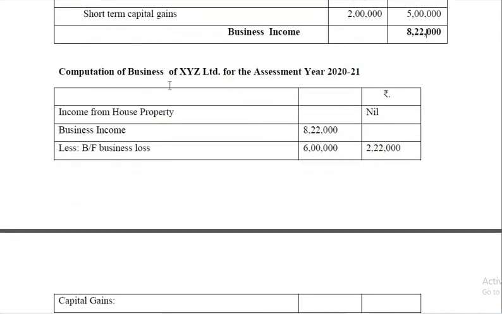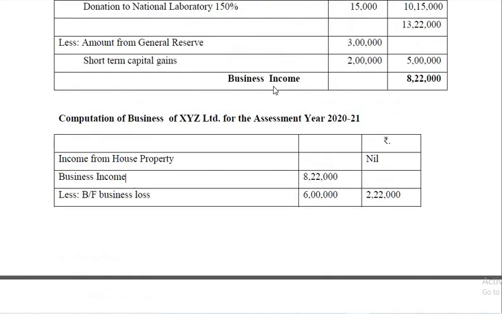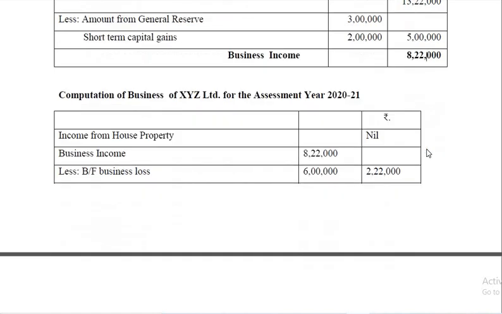Now we'll move on to computation of total income. I'm subject to correction. Computation of total income of XYZ Limited for the assessment year 2020-21. Income from house property, yes, in this problem absolutely nil. Business income, yes, already we have calculated 8,22,000.